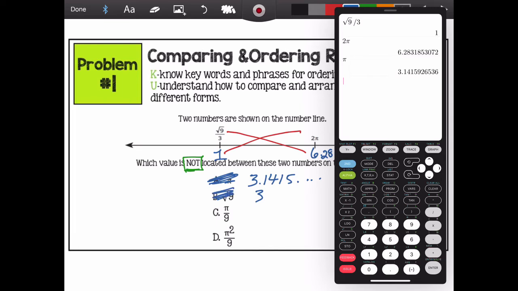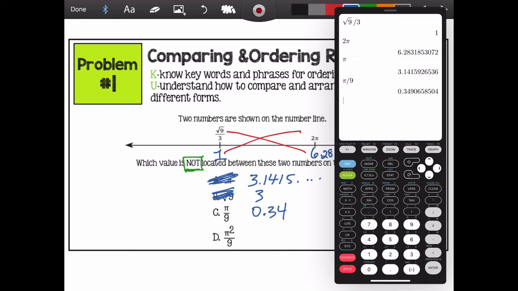Option C, pi divided by 9. So I'm going to put that in my calculator. Pi divided by 9, I get 34/100ths. I'm going to ask myself, is that less than 1? Yes. Okay, so this could be a possibility. But again, I want to go ahead and work through option D just to make sure.